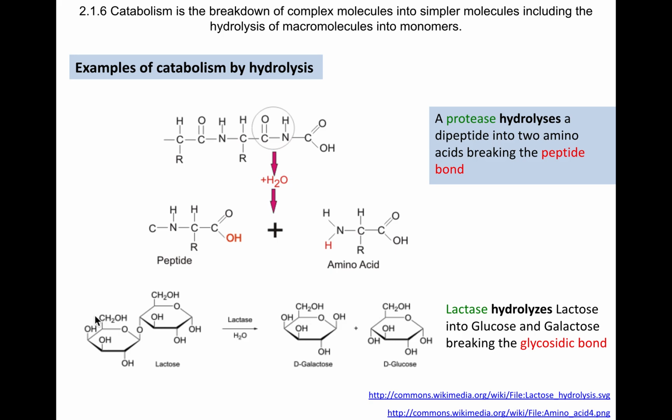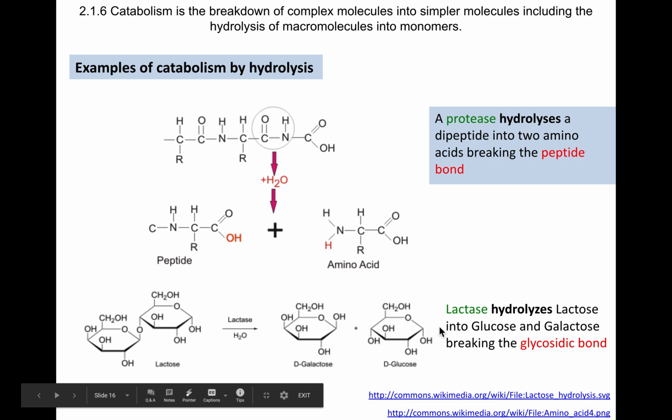Oh, sorry. This is a carbohydrate example. This was a protein example up here. So lactose is a carbohydrate, and then it's going to be broken into 2. It's breaking the glycosidic bond that was here.